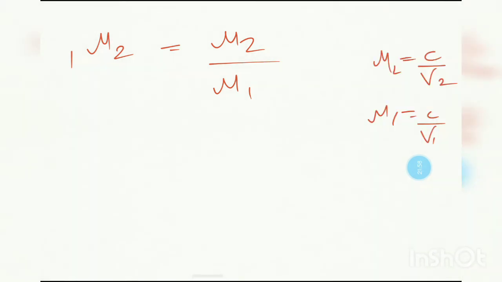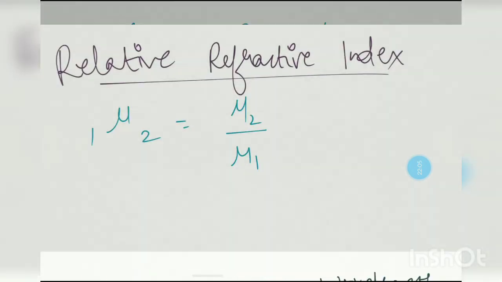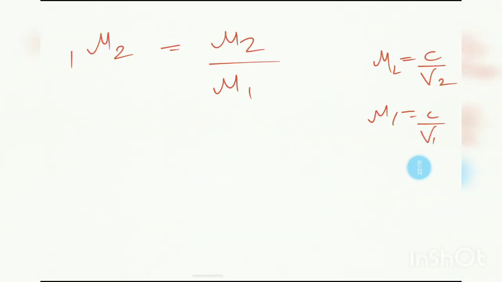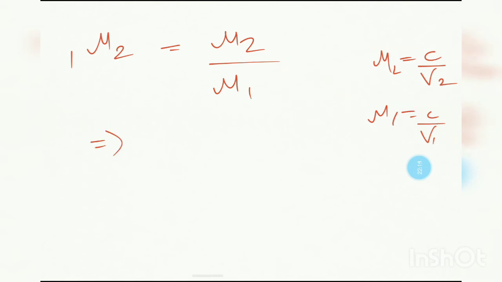From which one? I'll show you. Yeah, so from this formula we have derived the absolute refractive index. Now let me substitute these things here. Let me put them here. So what is mu 2? c by v2 divided by c by v1.